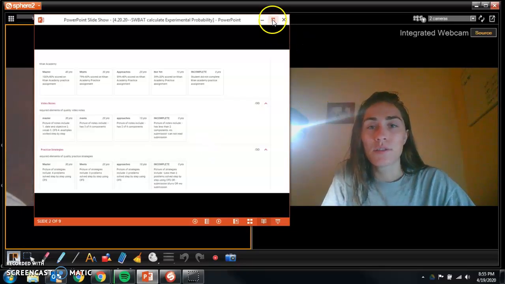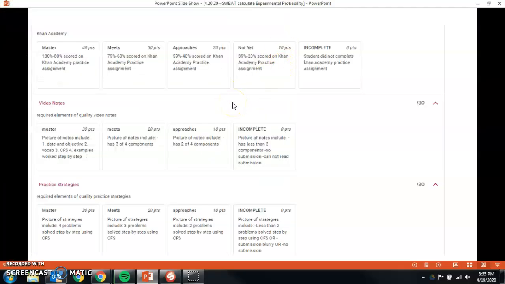Okay, I wanted to start off today's lesson by going over the new rubric. So this is how you're going to be graded on this assignment today. Of course, you're going to do a Khan Academy practice assignment. It's called Experimental Probability today. And you'll be earning 40 points on the rubric if you score between a 100% and an 80% on the assignment. You'll get 30 points if you score between a 79 and a 60, 20 points for 59 between 40, and 10 points if you score a 39% between a 20%. And you'll earn 0 points if you do not complete the assignment on Khan Academy.